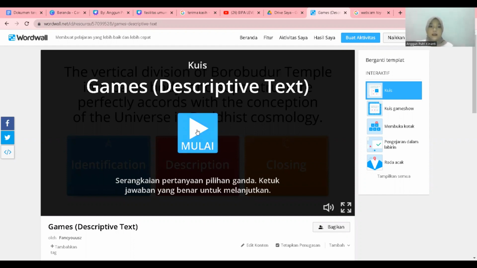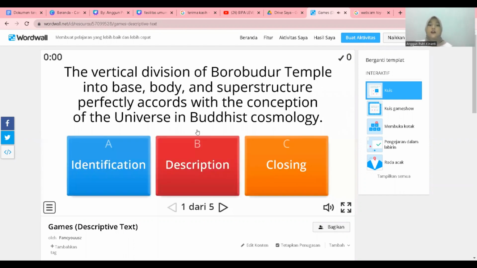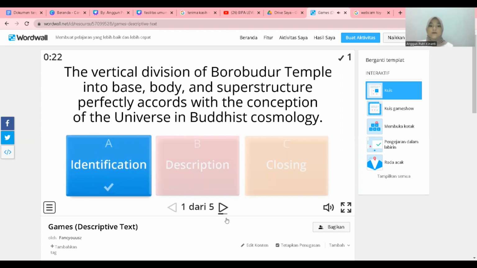The first is: the vertical division of Borobudur Temple into base, body, and superstructure perfectly accords with the conception of the universe in Buddhist cosmology. A. Identification, B. Description, or C. Concept. And the answer is identification.